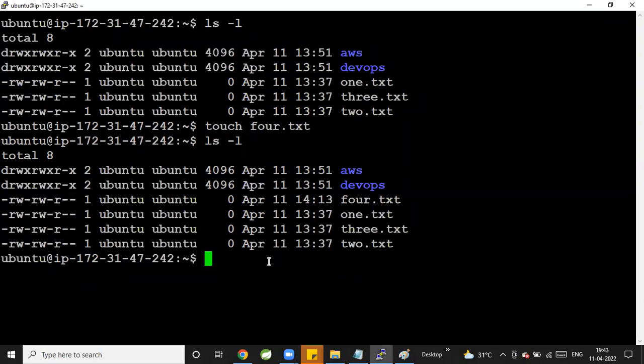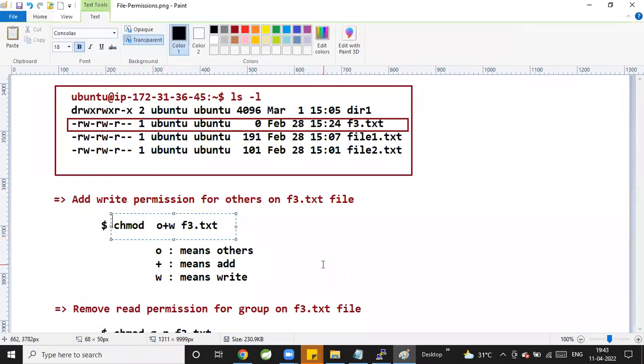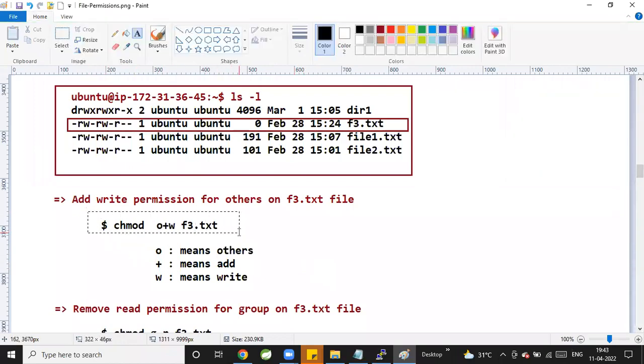Now I want to modify the file permissions for users, for groups, for others. Which command do I need to use to change the file permissions in Linux? Come on, guys, please type in the chat box. Be active. The chmod command. By using the chmod command, we can change the file permissions.